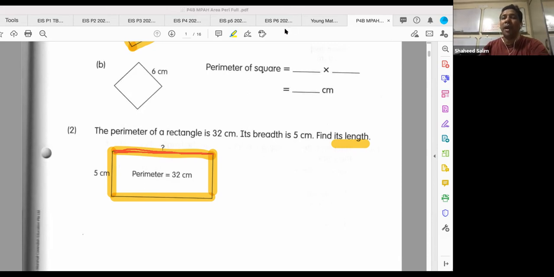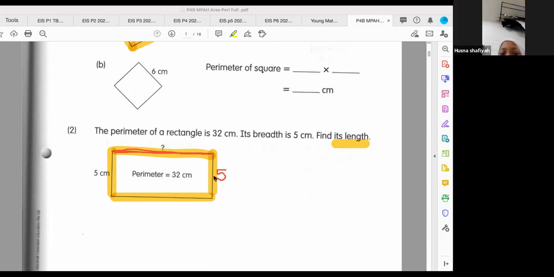Okay, we write down what we know. This down here we know is 5, so this one must be 5 also. The top is 11. Okay, let us see.